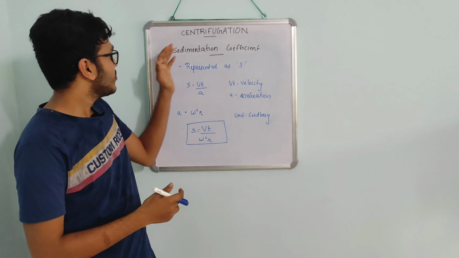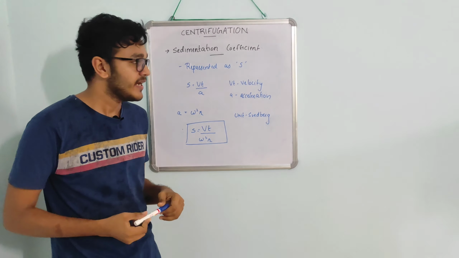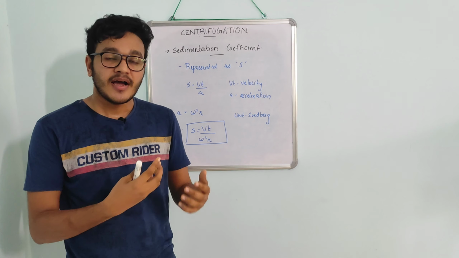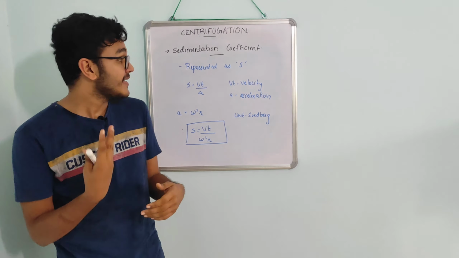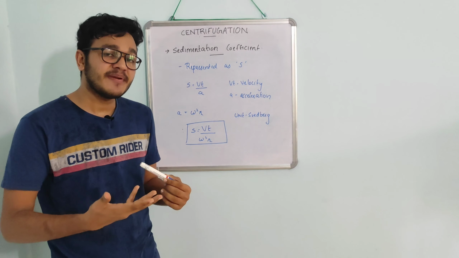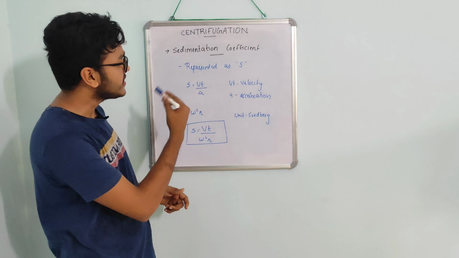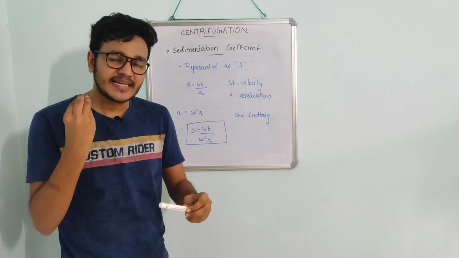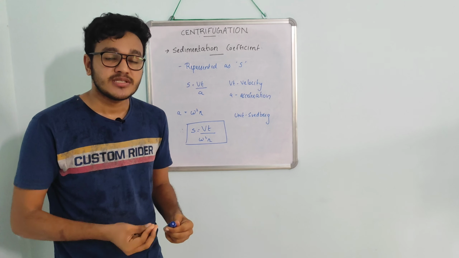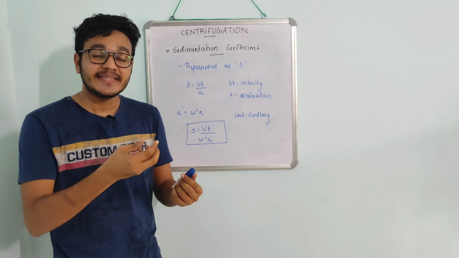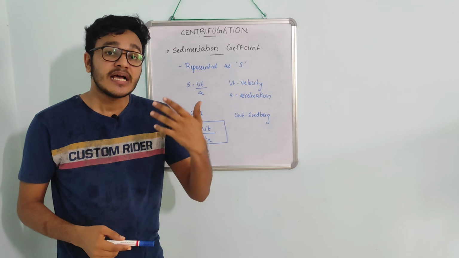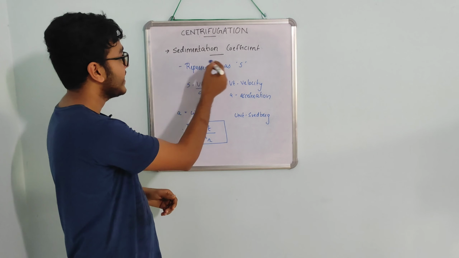Another term related to centrifugation is the sedimentation coefficient. Hope you know what sedimentation is. It is the movement of particles in the medium when it is centrifuged. The rate of sedimentation is known as the sedimentation rate, and another term is the sedimentation coefficient. In simple terms, it is the time taken for the particles to attain their terminal velocity. That actual time taken for attaining the terminal velocity is termed the sedimentation coefficient.